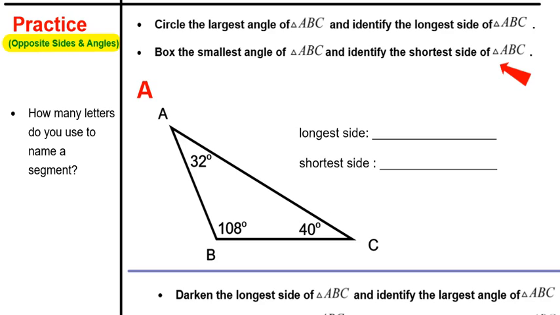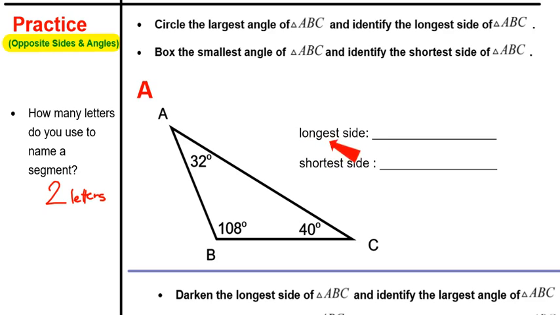And then we are going to box the smallest angle of triangle ABC and identify the shortest side of the triangle. One thing that I want you to think about: it says, how many letters do you use to name a segment? The safest way to name a segment is always to use 2 letters. So make sure that you do that. We did talk about the shortcut in the other video, but 2 letters is always the safest way to name a segment. So pay attention to that.